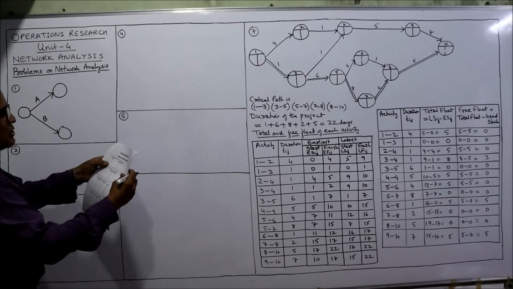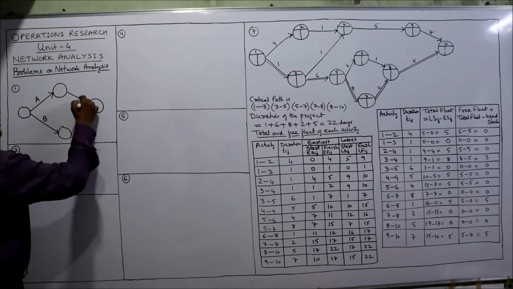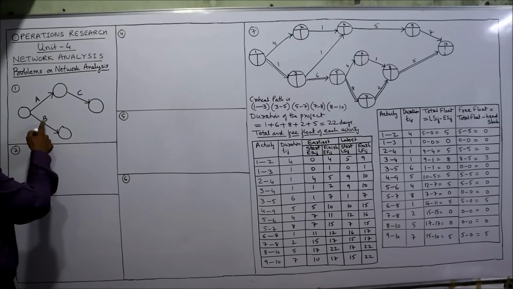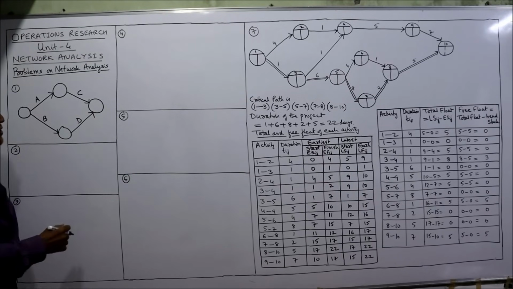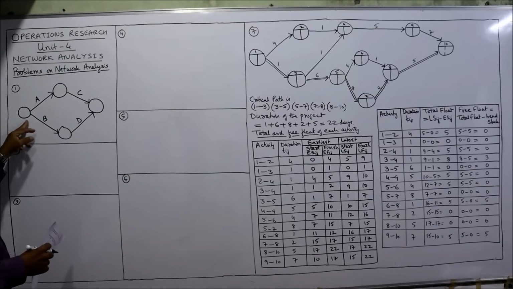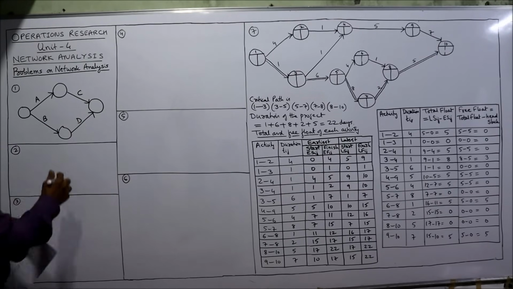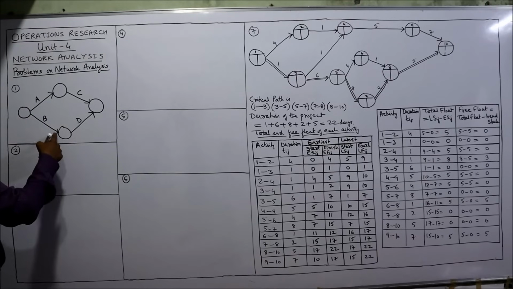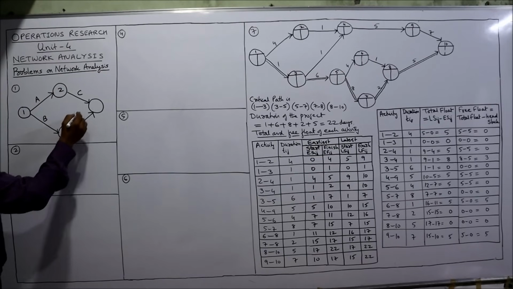And C follows after A. After completing A, activity C will follow. So this is the C activity. And D follows after B. So after completing B, D follows. This is the D activity. All the activities will start with an event and all the activities must end with an event. Right? There is no predecessor for A, no predecessor for B. That means activity A and activity B are starting from the same event. Now we can give the numbering to the events 1, 2, 3 and 4.